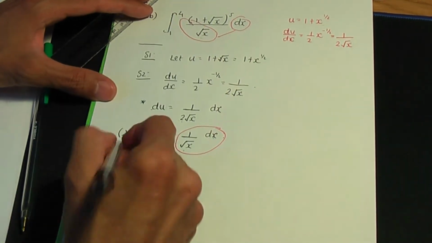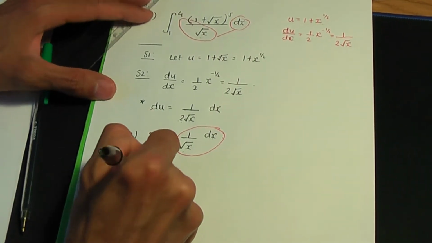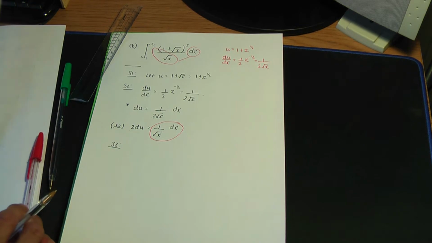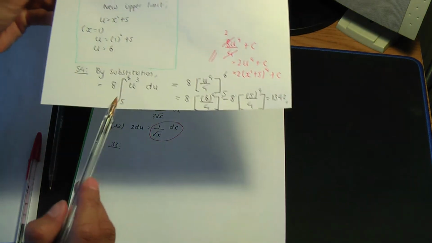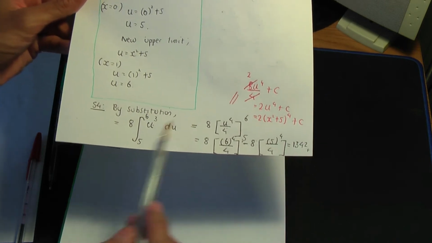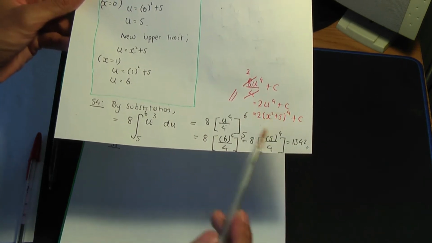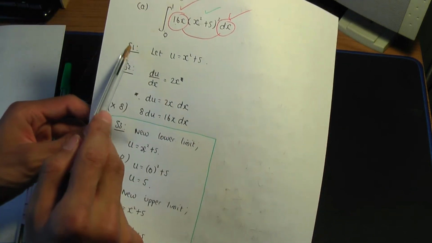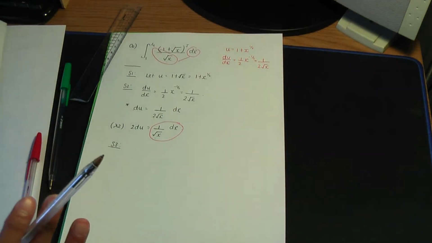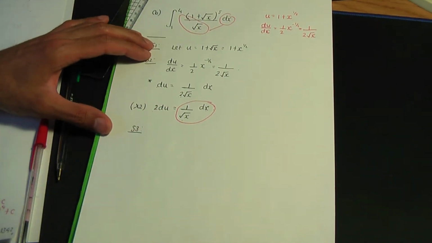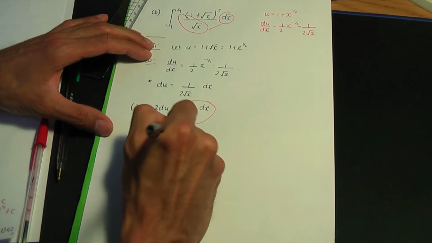Now I have limits, so I'm going to go with what I did earlier. I'm going to calculate my new limits for u. But if you don't want to do that, you can just as well write your integral in terms of u and du, integrate that, write your answer in terms of x as we've discussed, and then use your original limits. So either way is good, but I'm going to use the approach that I've used earlier.